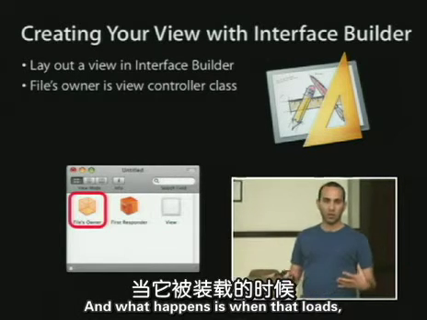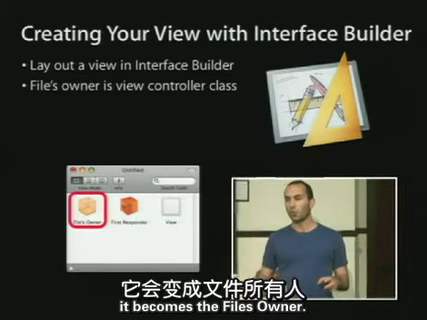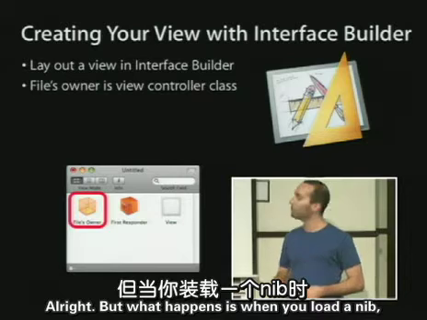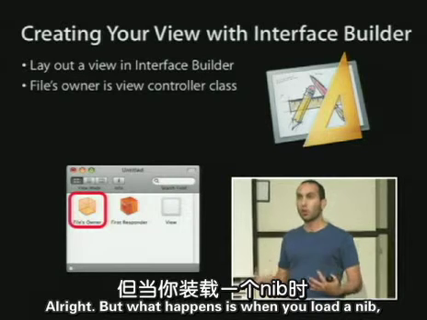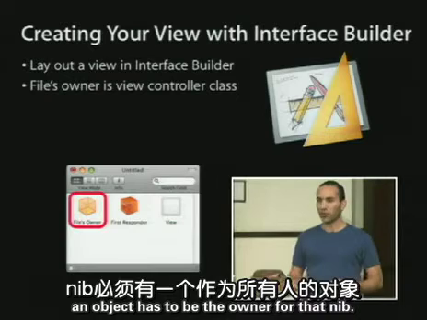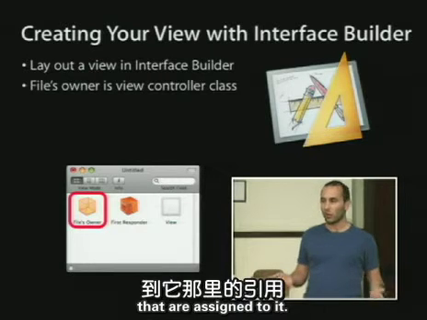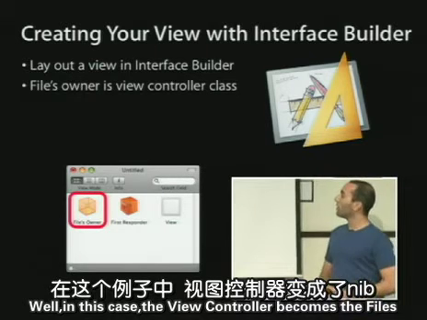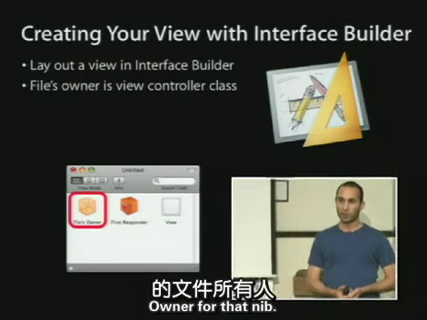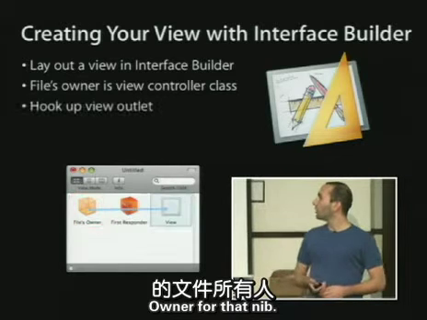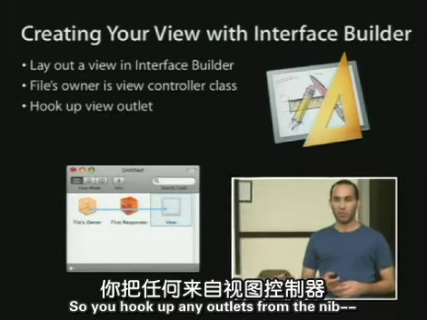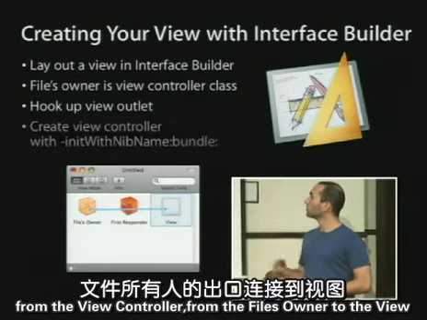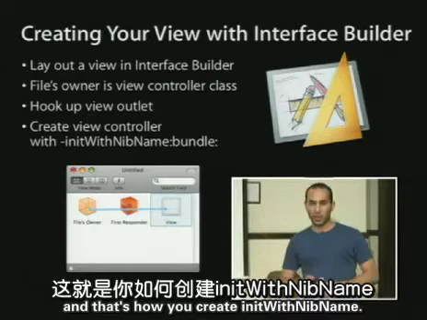And what happens is when that loads, it becomes the File's Owner, which you've seen in your nib so far. It's something we've told you not to worry about. But when you load a nib, an object has to be the owner for that nib. That's how it gets the references that are assigned to it. Well, in this case, the view controller becomes the File's Owner for that nib. So you hook up any outlets from the nib, from the view controller, from the File's Owner to the view, and that's how you create it, initWithNibName.